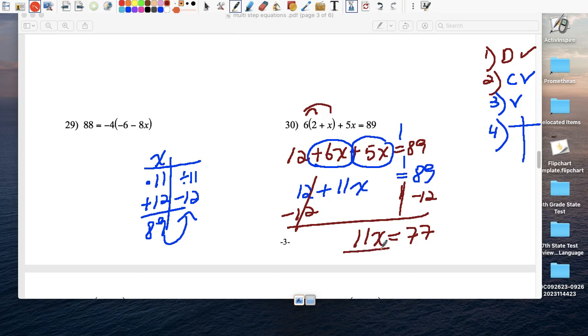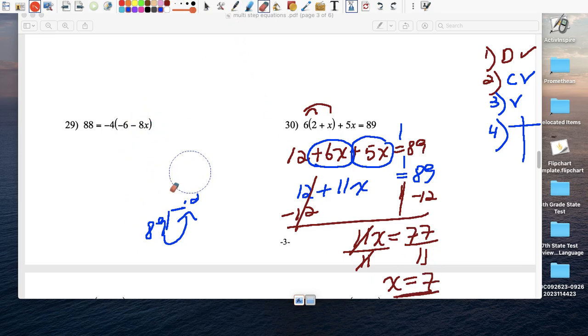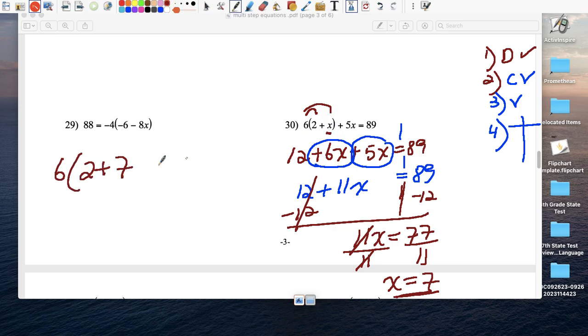Now I divide this by 11 and divide this by 11. 11 divided by 11 is 1x, so just x. And 77 divided by 11 is 7. So my answer is 7. Check: 6 times 2 plus 7, remember I'm replacing the x with 7, plus 5 times 7 equals 89. If that's true, then our answer is good.